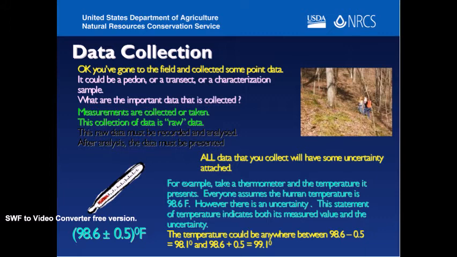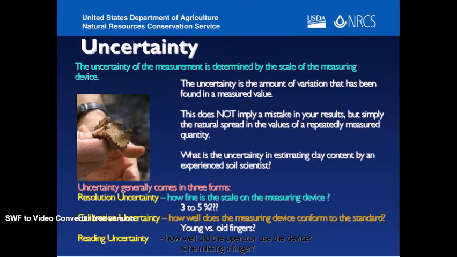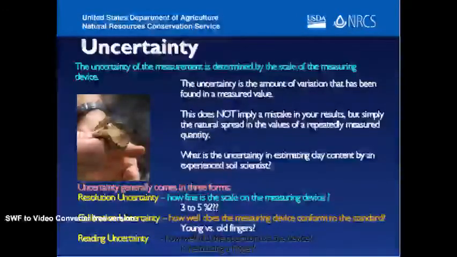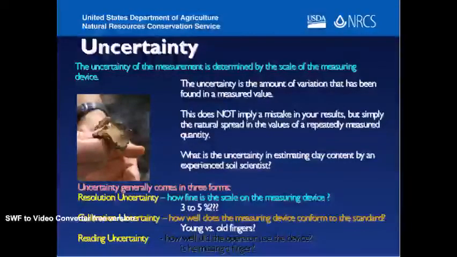So when you start looking at uncertainty, you have to realize that uncertainty is determined by the scale of the measuring device. The uncertainty is the amount of variation that can be found in that measured value. It does not imply that there's a mistake in your results, but it just simply is the natural spread of values of a repeated measured quantity. That's all it is. What is the uncertainty in estimating clay content by an experienced soil scientist?